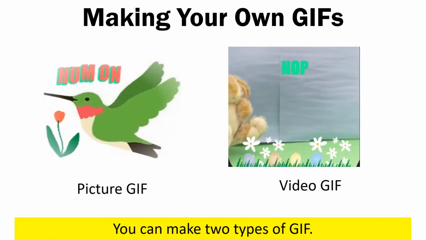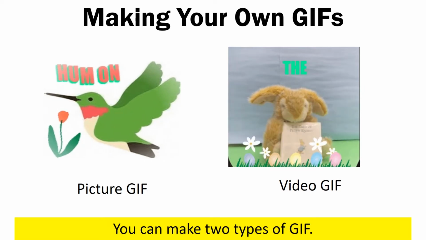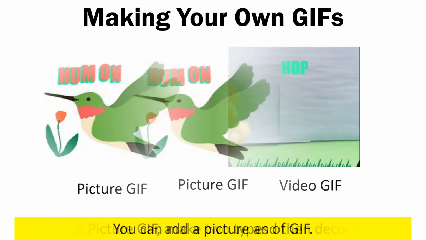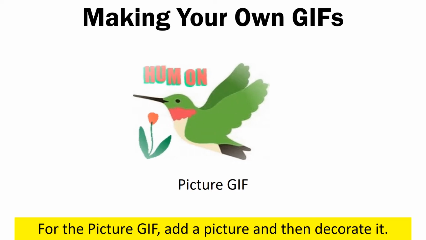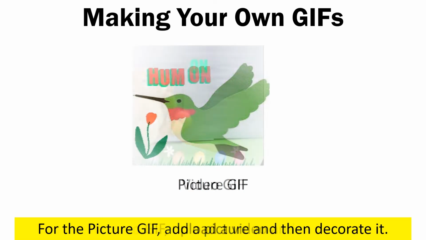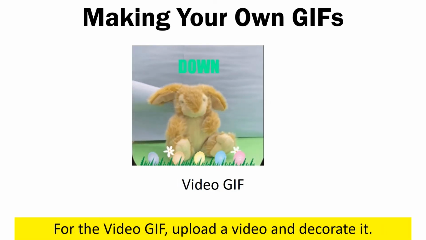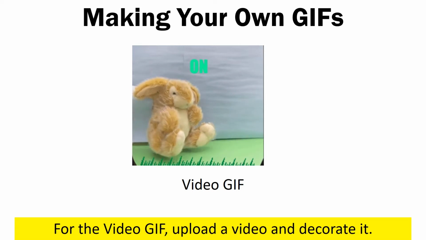Here's some of the silly GIFs I made already. You can make a picture one, or you can make a video one. So for the picture GIF, you're just going to add a picture and then decorate it. I like hummingbirds, so I made one with hummingbirds. And then for the video, I made a bunny one, and I recorded a little bunny video on my phone, and then I decorated it for Easter.